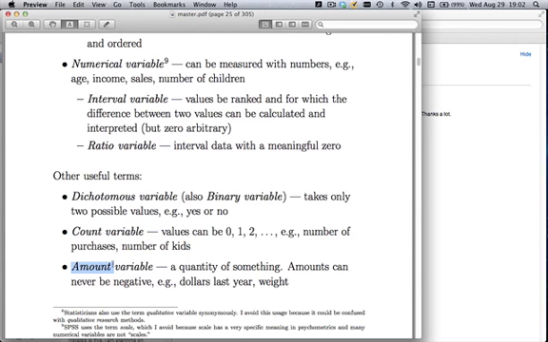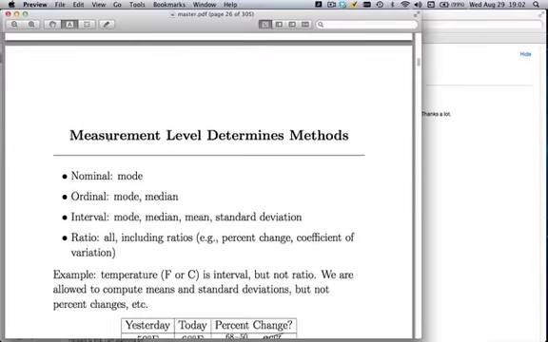I didn't list it on this slide, but another variable is a balance. A balance is a difference between amounts. A variable like profit is a balance. We're going to take the difference between two amounts, revenues less expenses, to get to profit. So those are the basic terms.